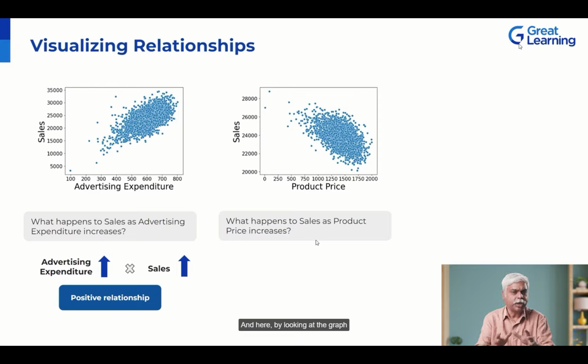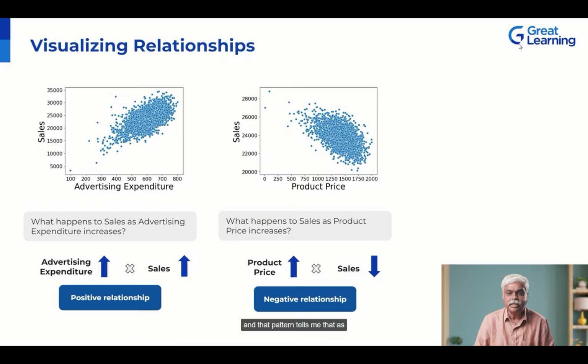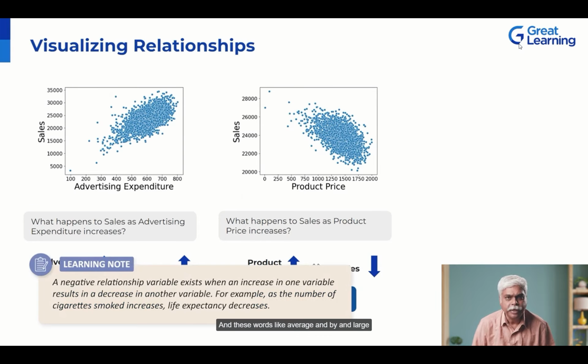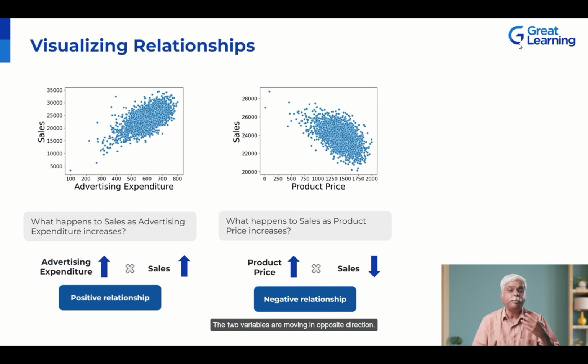And here, by looking at the graph, again, you say, I don't really know for a fact what will happen, but I see a trend, I see a pattern in the data. And that pattern tells me that as price goes up, sales on the average or by and large will tend to go down. And these words like average and by and large need to be made a little more precise. Such a thing is called a negative relationship. The two variables are moving in opposite direction.